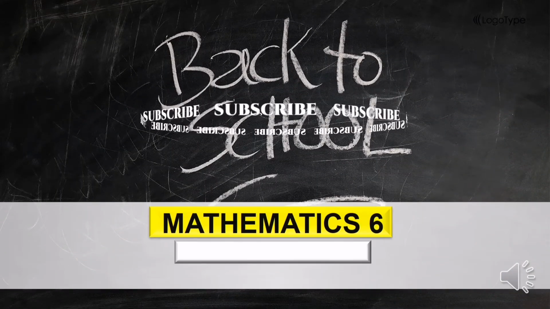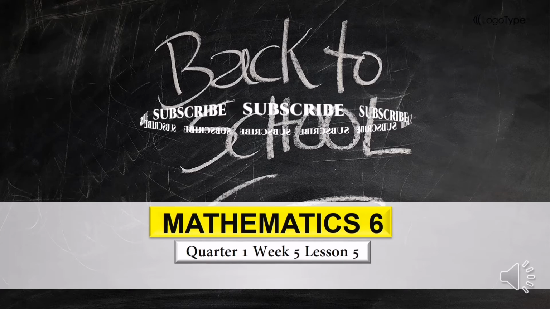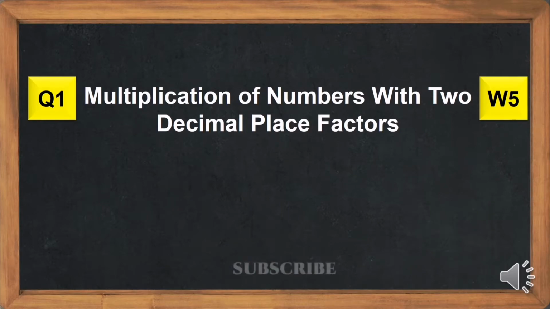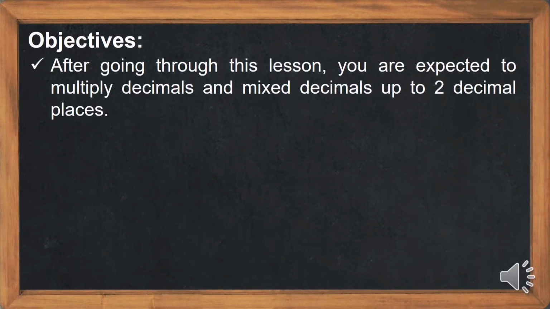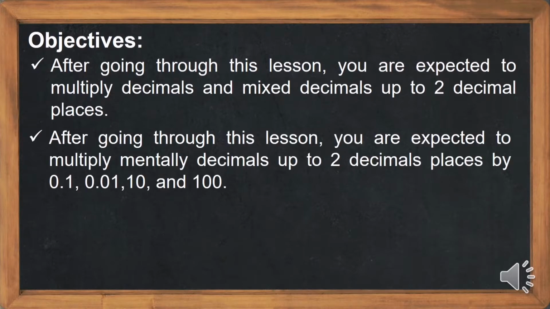Mathematics 6, quarter number 1, week number 5, lesson number 5. Multiplication of numbers with two decimal place factors. After going through this lesson, you are expected to multiply decimals and mixed decimals up to 2 decimal places.